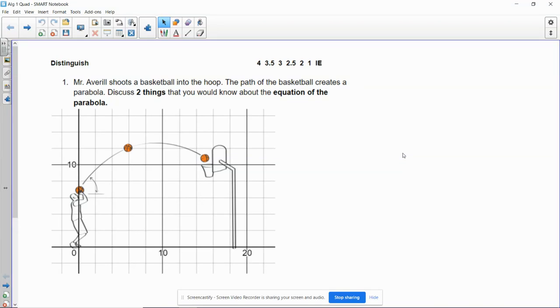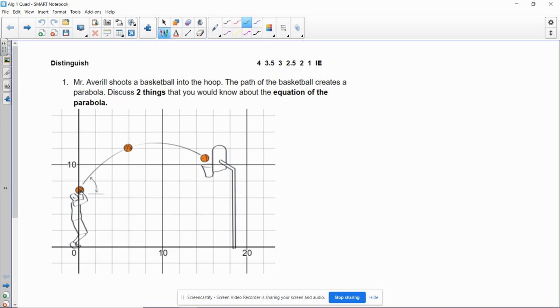Hey guys, so this was the algebra quadratics assessment, just the two competencies. A lot of you did not question carefully enough for this first one. So Mr. Averill shoots a basketball into a hoop. The path of the basketball creates a parabola. Discuss two things you know about the equation of the parabola. So not the shape, but the equation of the parabola.